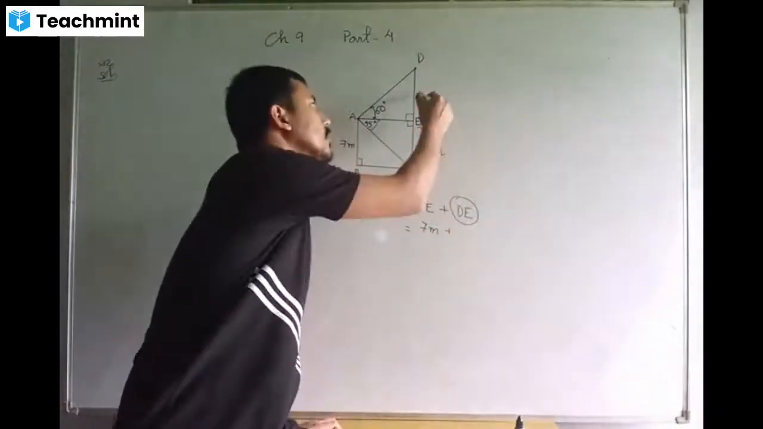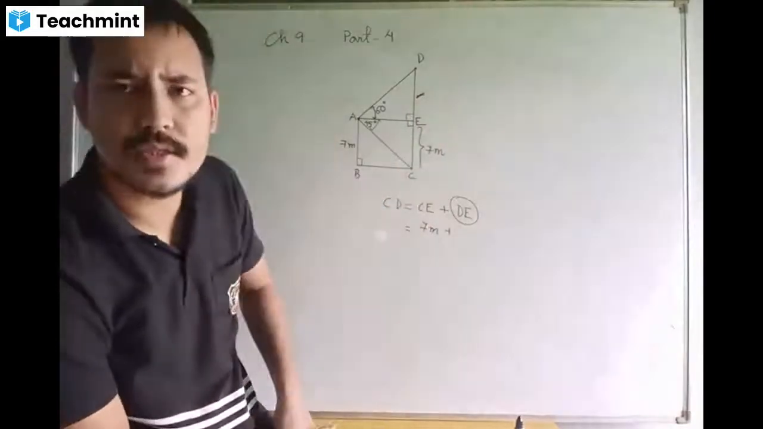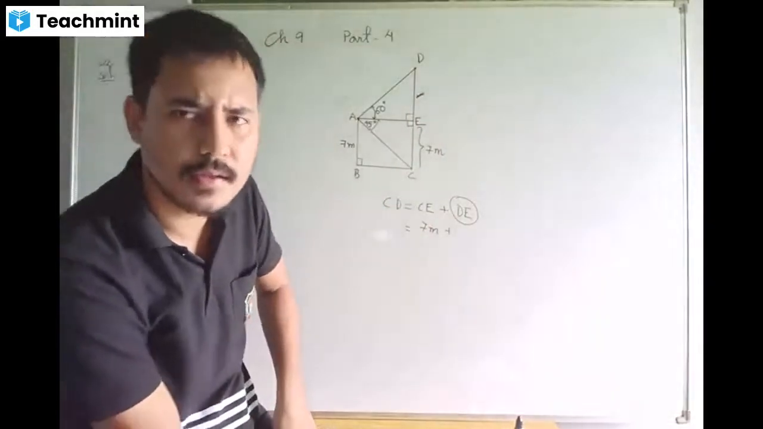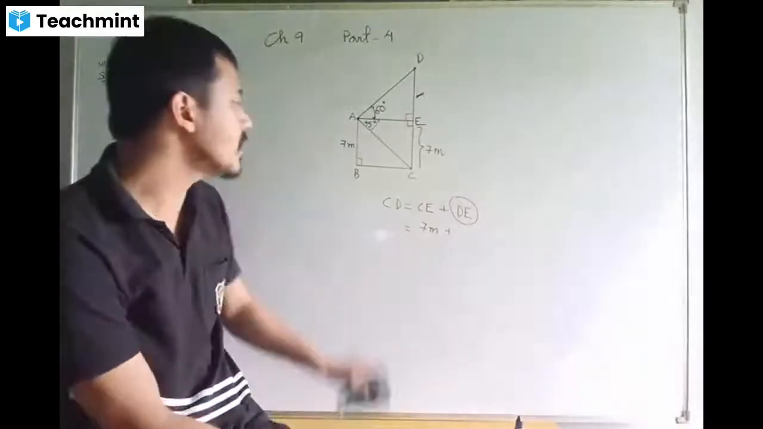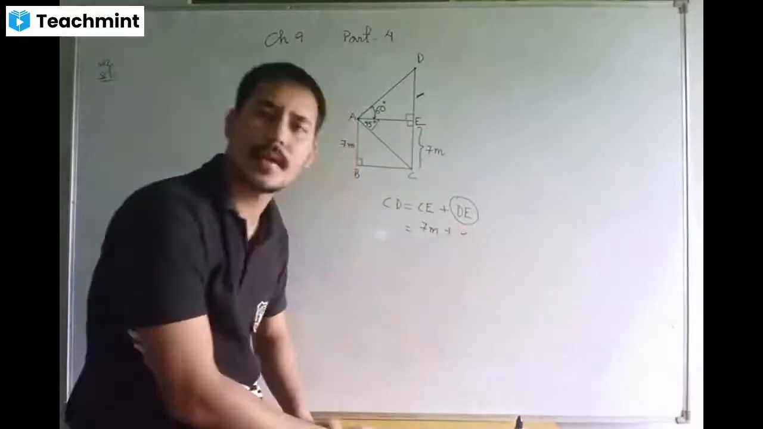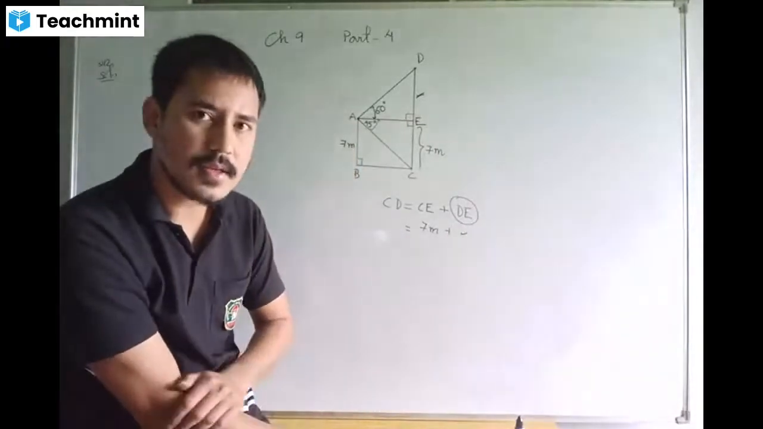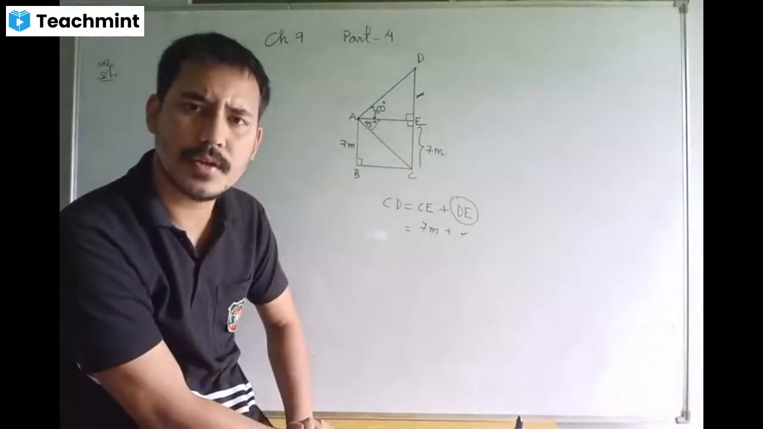Okay, so we need to obtain DE. So DE is associated with which right triangle? Can you name it? DE is associated with which right triangle?